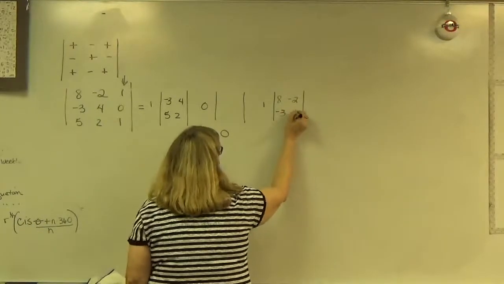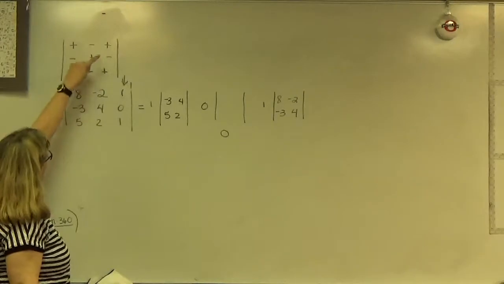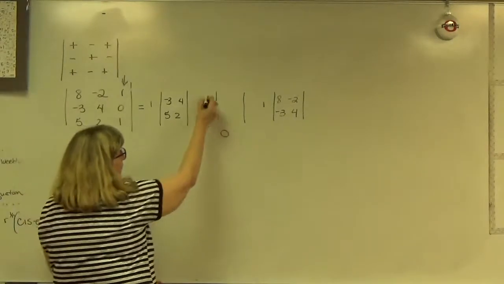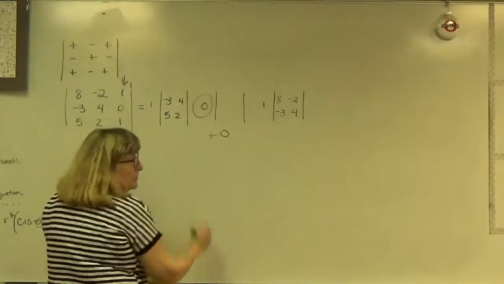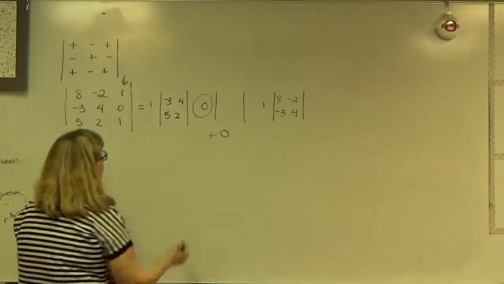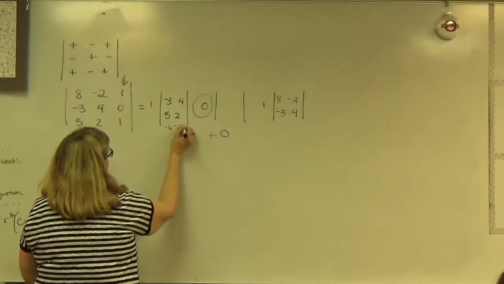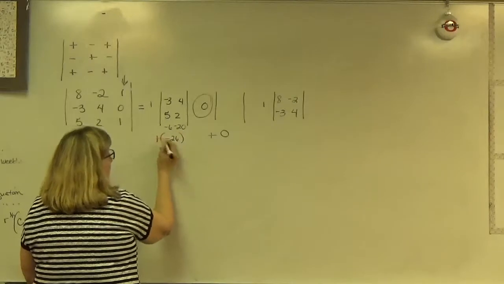Negative 3 and 4. And now, which are we supposed to change signs? The middle one. So, in this case, it doesn't matter because it's a 0. So we picked a good choice there. Now, Dylan, what will you get for the first one? Negative 6 minus 20. So it ends up being negative 26, and it's going to be multiplied by 1.